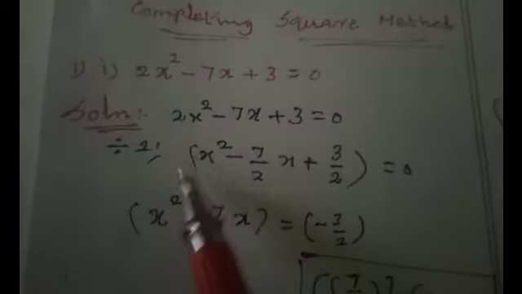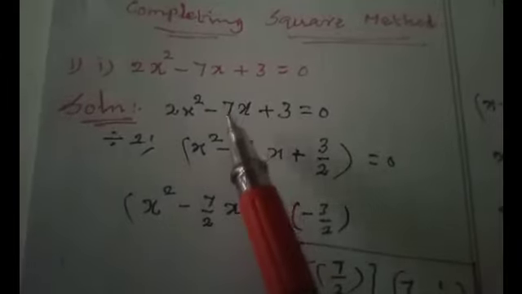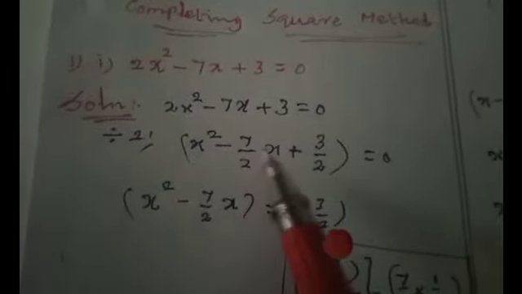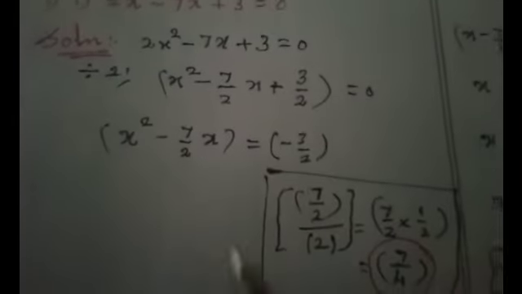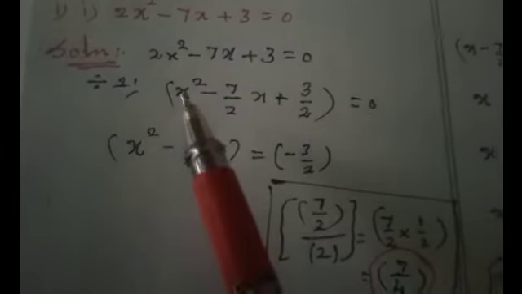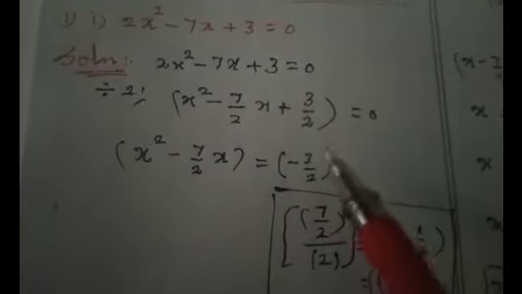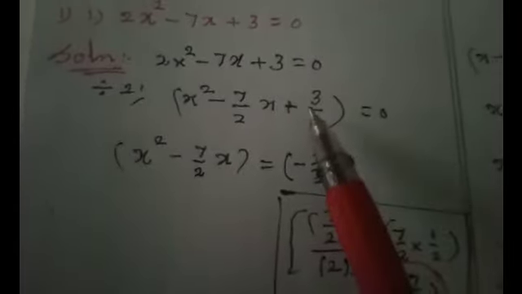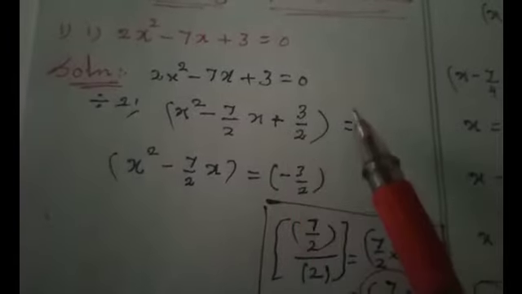So 2x square by 2, the 2 can be cancelled. The remaining is x square. And this is minus 7 by 2 x, and this is plus 3 by 2 is equal to 0. Next step is, we have to retain the x square term and x term on the left hand side. The constant term should be transferred to the right hand side. Since on the left hand side it is plus 3 by 2, when we switch over to the right hand side that becomes minus 3 by 2.